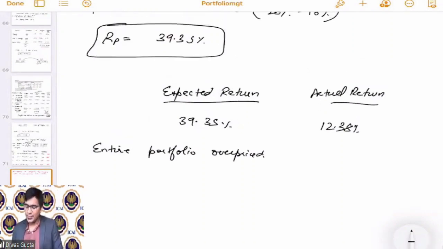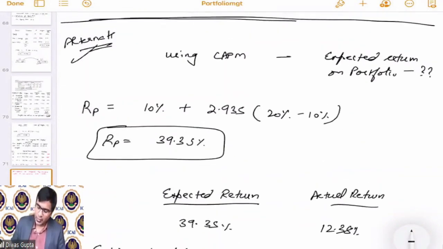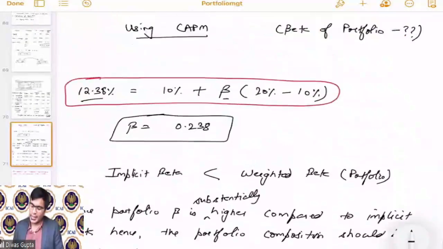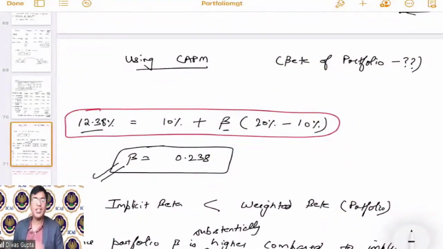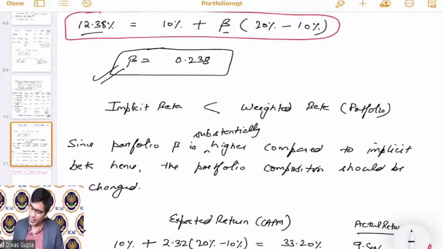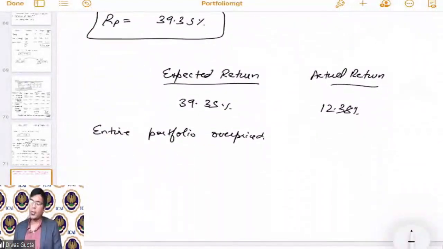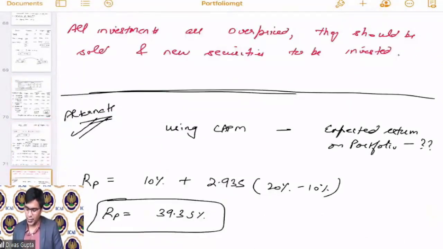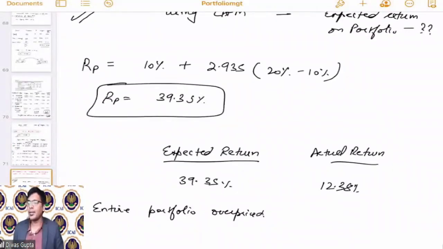So hence, whether you go by this alternate way or calculate the implicit beta, whichever way you do, the conclusion remains the same. Here also we have concluded that the portfolio composition should be changed. There also we are saying that the portfolio composition should be changed. I hope, Namita, this answers your query. Okay, so there are both the ways. You can use any way to see this.